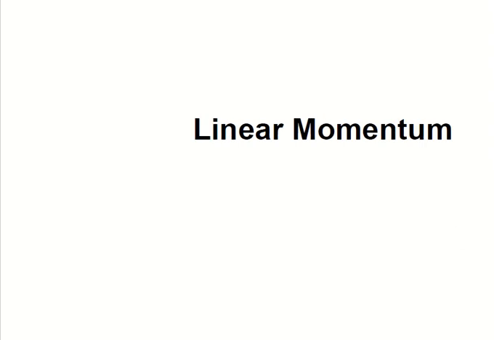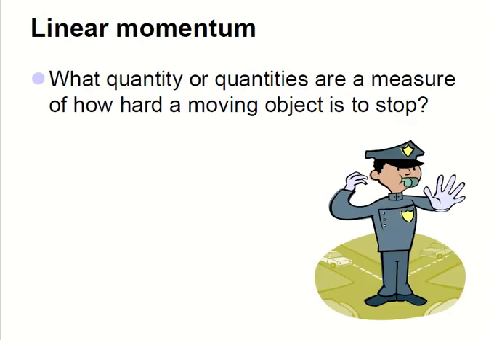So first, we have to know about linear momentum, and some students have a background in physics. I think linear momentum, yes, from physics. So the first thing you have to understand is, what is momentum? Linear, of course, we have different momentums. So what quantity or quantities are a measure of how hard a moving object is to stop? Something that is moving has a tendency to keep on moving.